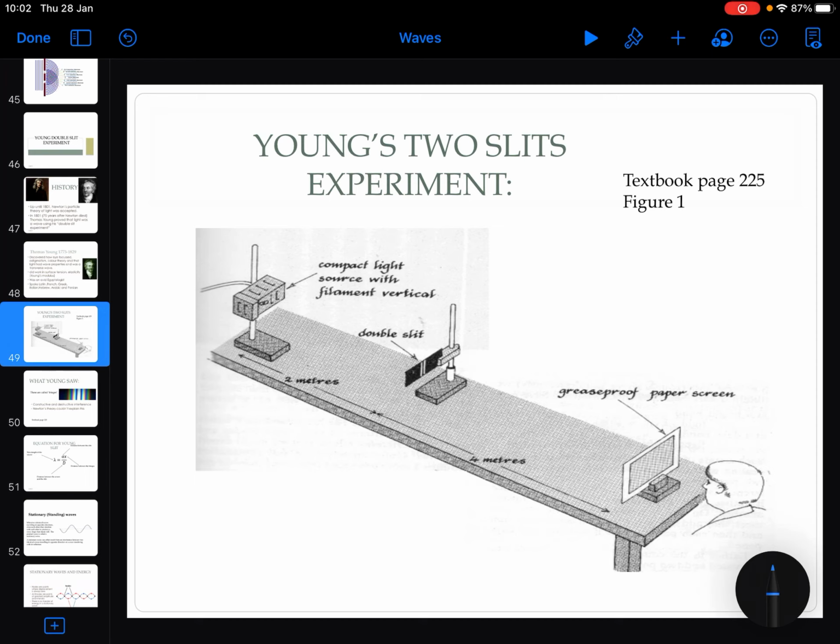So what they had was a compact light source, lovely, with a filament. They then had a double slit. Just a quick note that it's much easier to do this with a laser, because a laser produces monochromatic light, which means that you get a really clear interference pattern. They didn't have lasers in 1801, so they just did it with a normal light bulb. So then they've got the double slit, lovely, and then they've got a screen, basically.